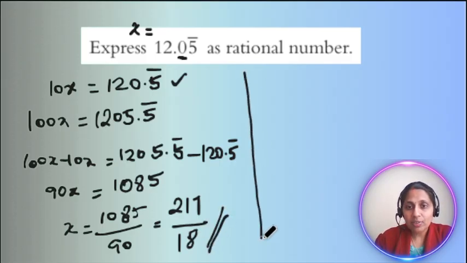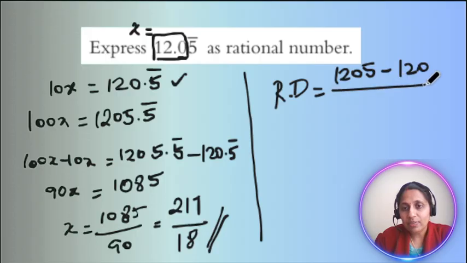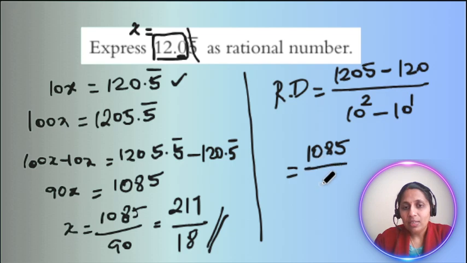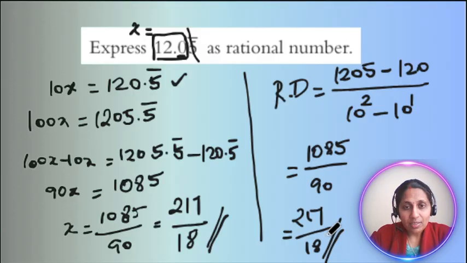Let's do the same thing with the formula. Recurring decimal equals the complete number written without any decimal minus the number with the non-recurring part alone, divided by 10 to the power of the number of decimal places. Here 120 has 2 decimals, so 10 to the power of 2, minus, leaving the recurring part only, 1 decimal, so 10 to the power of 1. So it is 1085 divided by 90, which will again give you 217 by 18. So this is the P by Q form of the number 12.05 bar. This is how you do it.